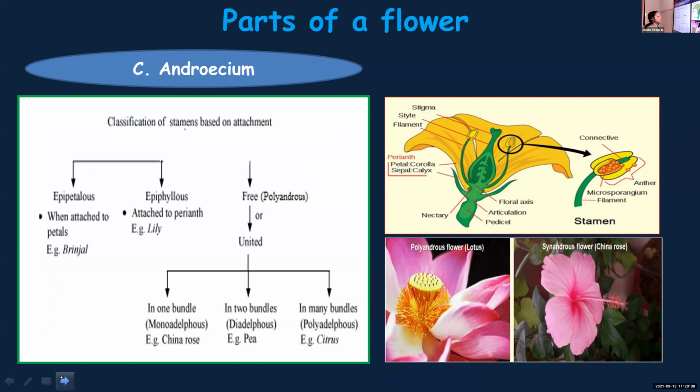The same pictures are shown once again, polyandrous and synandrous. Polyandrous, when each stamen is free. You can see in the case of lotus, the stamens are not united to form any bundles, they are all free. Whereas they form one bundle in the case of China rose. The term synandrous is not there in your textbook, so you need not learn it. Polyandrous means the stamens are free. Synandrous means stamens are united, and synandrous is further classified into monadelphous, diadelphous, and polyadelphous.